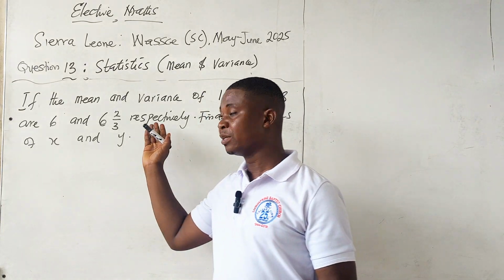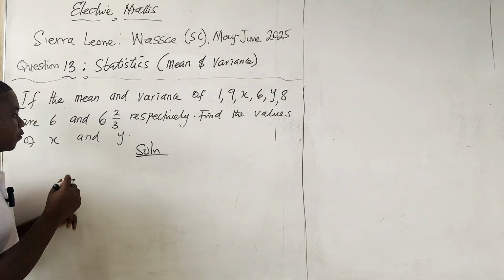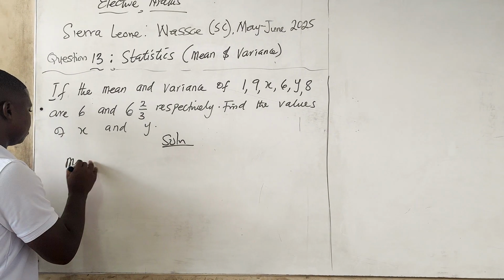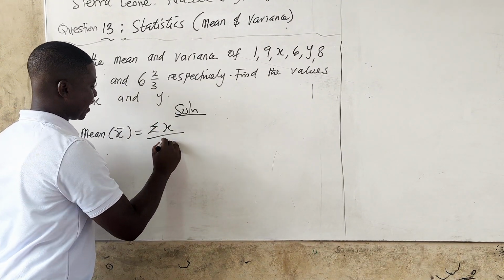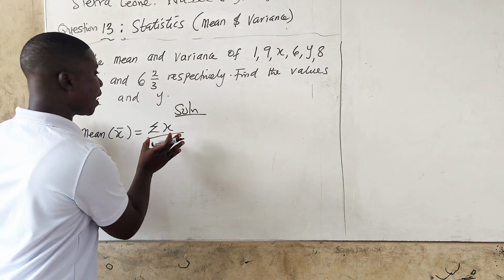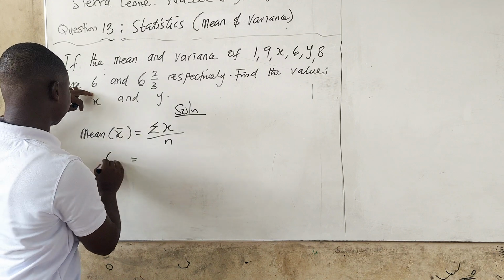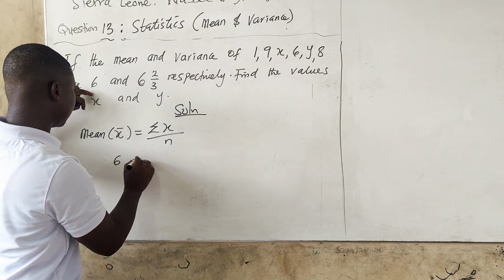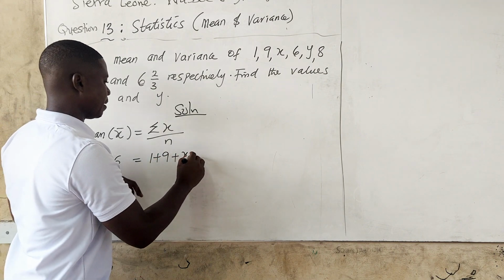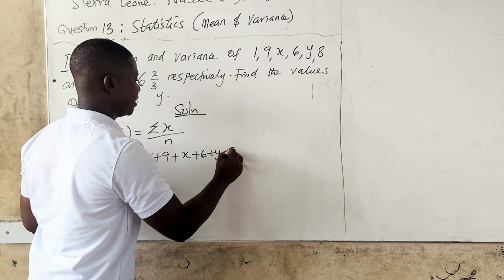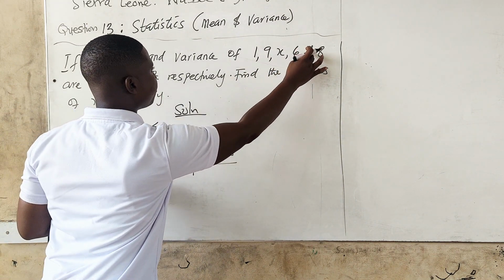So it means we need to do some applications here. So let's see. Finding the mean, which is x bar, is equal to sigma x over n. So adding all of that, with the mean we have 6 is equal to, because the mean is 6, adding the whole of this, 1 plus 9 plus x plus 6 plus y plus 8, all over 1, 2, 3, 4, 5, 6, all over 6.